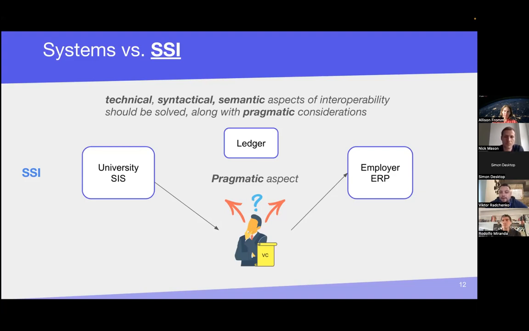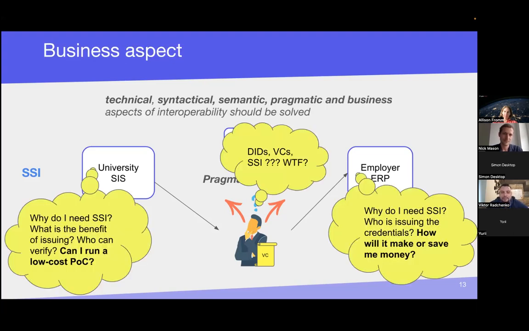It's like a pragmatic aspect, because we have to rely on a human to transfer the data from one point to another. And it's extremely important that we do all that is possible so that the human will not fail in this communication. And besides pragmatic aspects, we may also think about business aspects, as SSI technology is quite fresh, and we have to convince people to use it, and they have to find arguments why they should use it and how it can be useful for them.